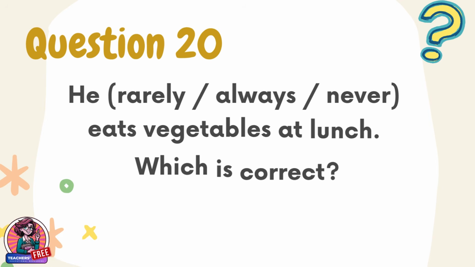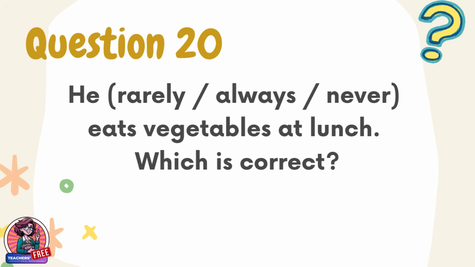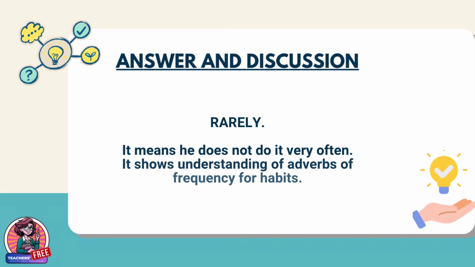Question 20. He rarely, always, never eats vegetables at lunch. Which is correct? Answer: rarely. It means he does not do it very often. It shows understanding of adverbs of frequency for habits.